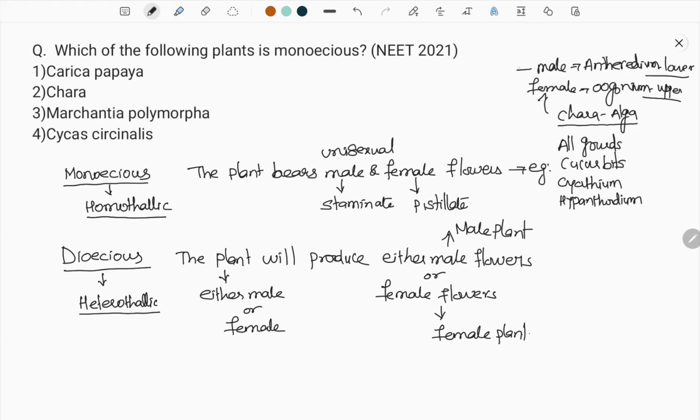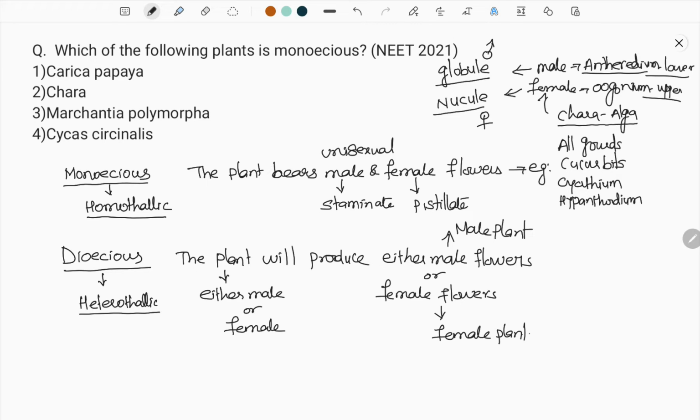One more thing, the male gametangium is also called globule, and the female gametangium is also called nucule. I am telling you two more words, globule and nucule. Globule is antheridium, the male, and nucule is oogonium, the female. So globule is present on the lower side in Chara, whereas nucule is present on the upper side of the same plant. That's about the monoecious.